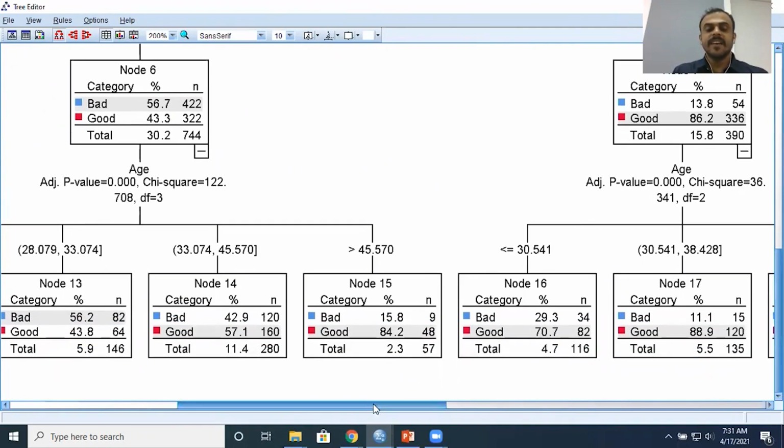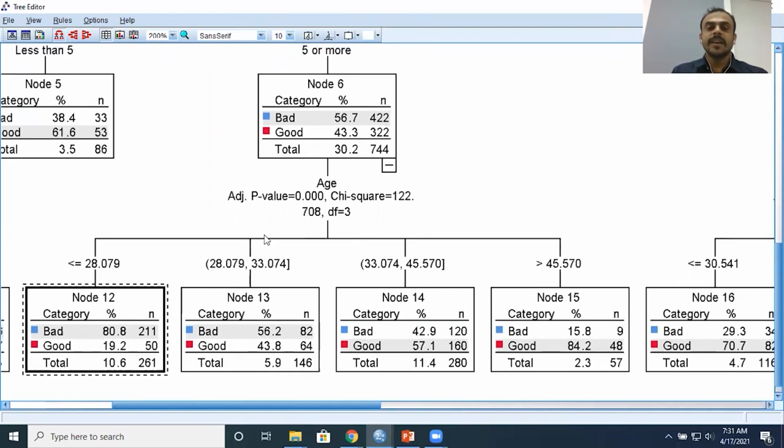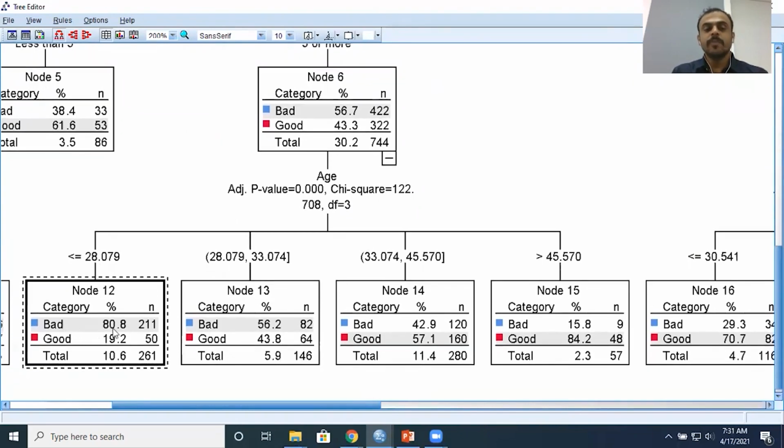Finally, it has identified again age as the third best predictor, right? It is making 4 buckets based on age: less than 28, 28 to 33, 33 to 45, 45 and above, right? Look at each of these boxes. Middle income class, 5 or more credit cards, age is less than 28. A lot of people happen to be bad credit risk. Approximately 80% of them, which is a big number, happen to be bad credit risk.